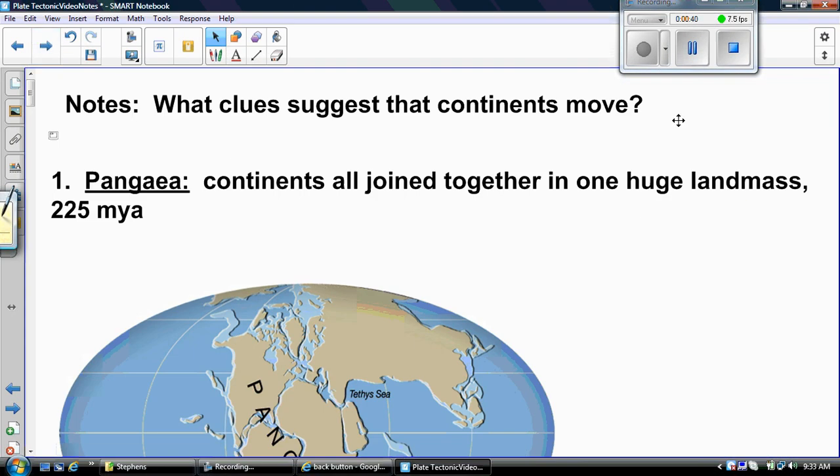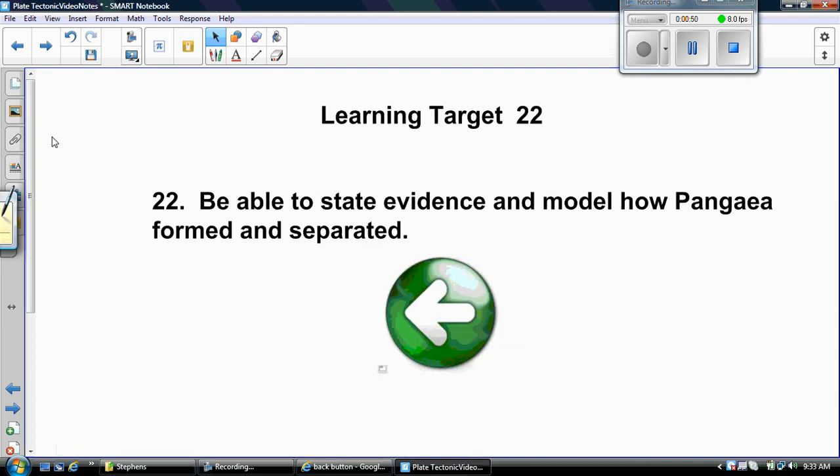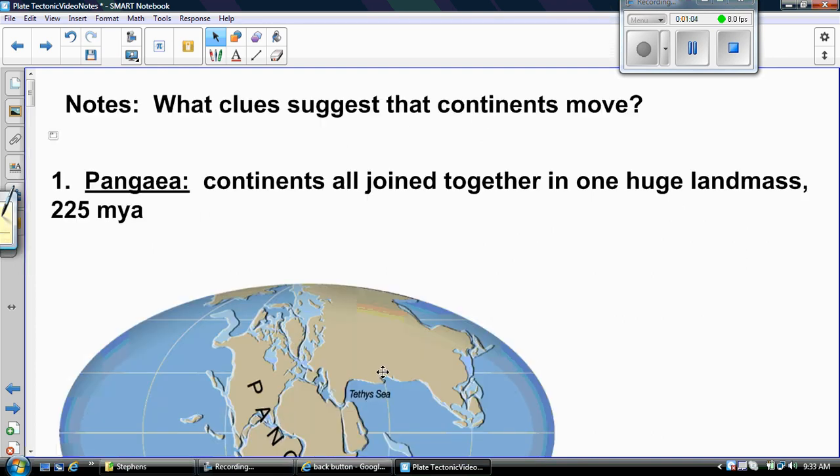So today our central question is, what clues suggest that continents move? Okay, and this goes with learning target 22. You should be able to state evidence and model how Pangea formed and separated. So we've mentioned Pangea before when we talked about the geological time scale, and now we're going to get into how it formed and what evidence there is that it was there.